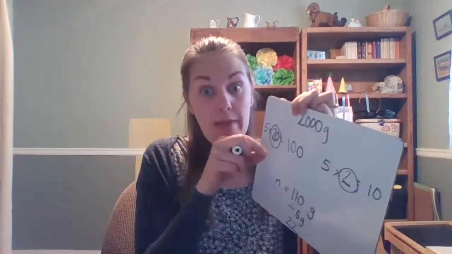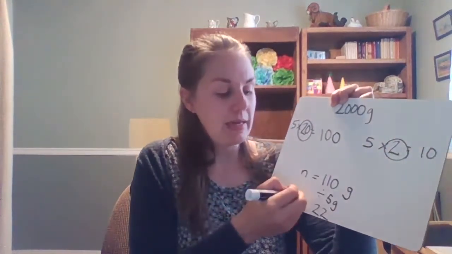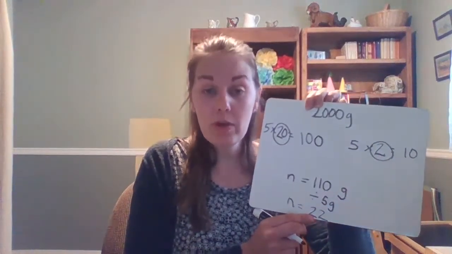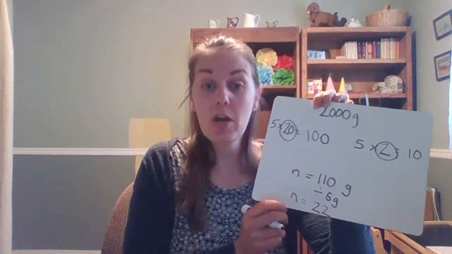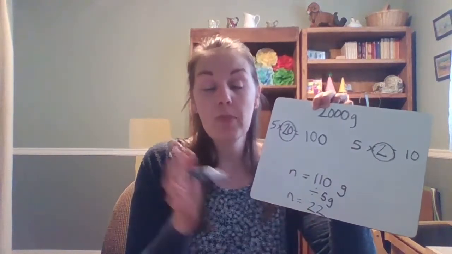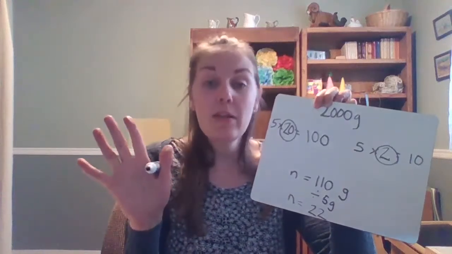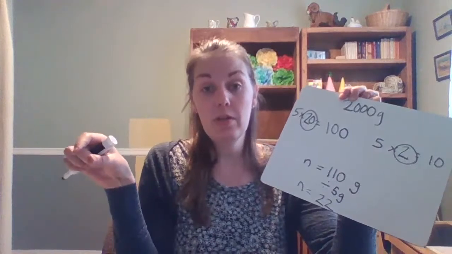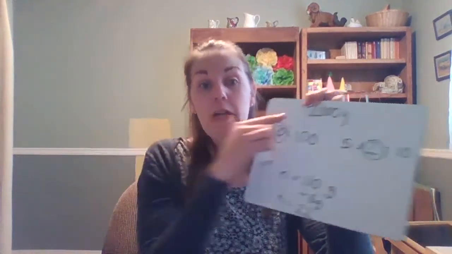Now I need to go ahead and add them back together. So n equals 22, or the number of quarters in this jar is about 22. So if all 22 of those weigh about 5 grams, then we would get the total, add that to the weight of the jar for a total of 2,000 grams or 2 kilograms. If you found that confusing, we're going to go ahead and step it through with the problems in your book.